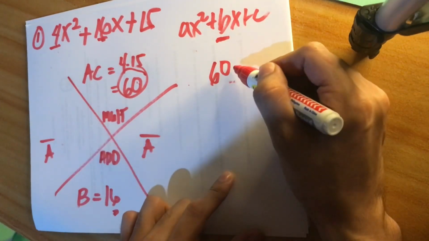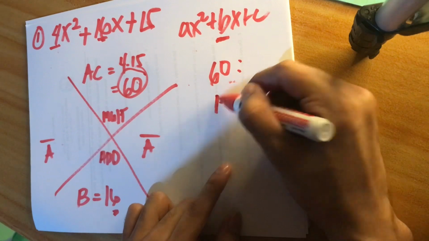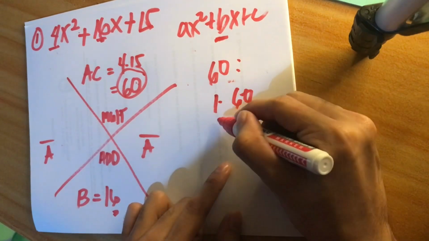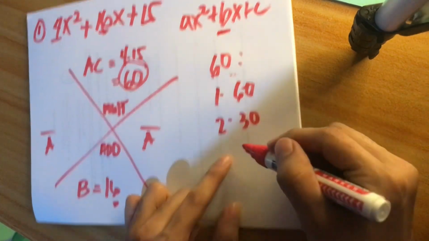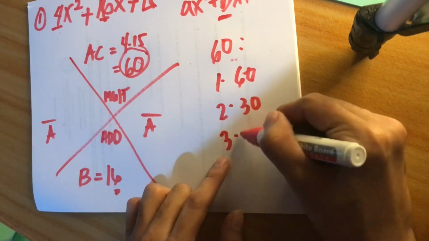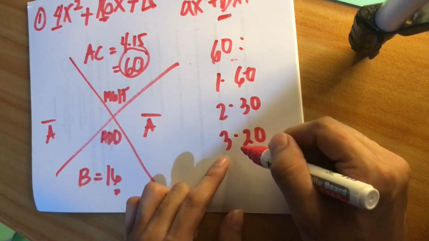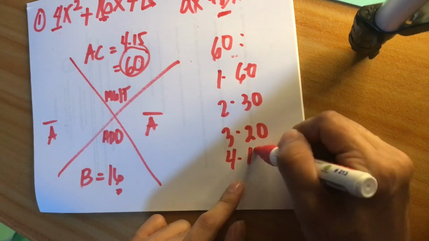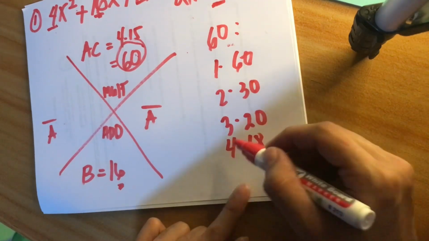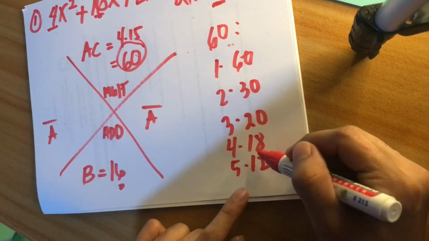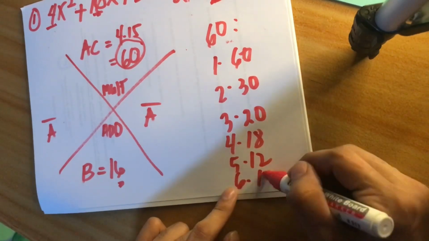Okay? So, ito yung mga factor ng 60. So, we have 1 times 60, 2 times 30, 3 times 20, 4 times 18. Meron pa ba? 5 times 12. And also 6 times 10.